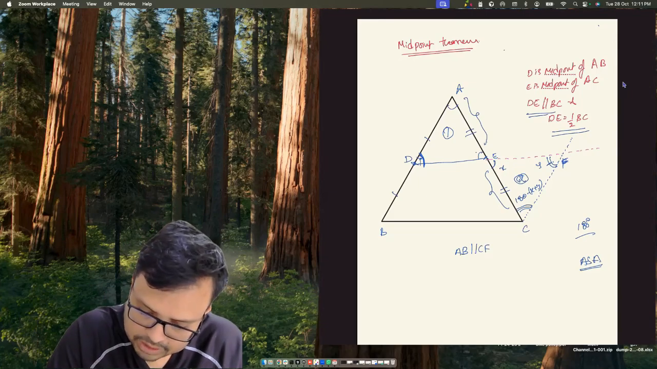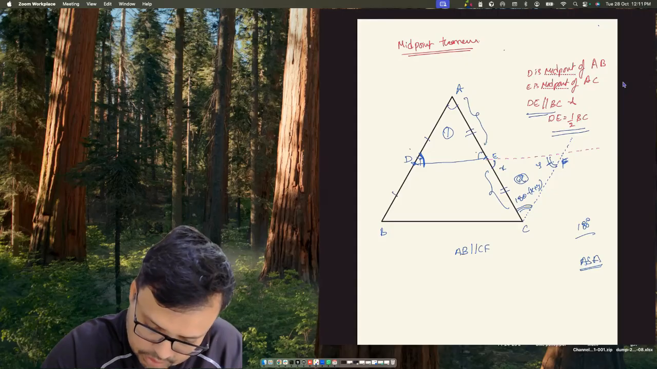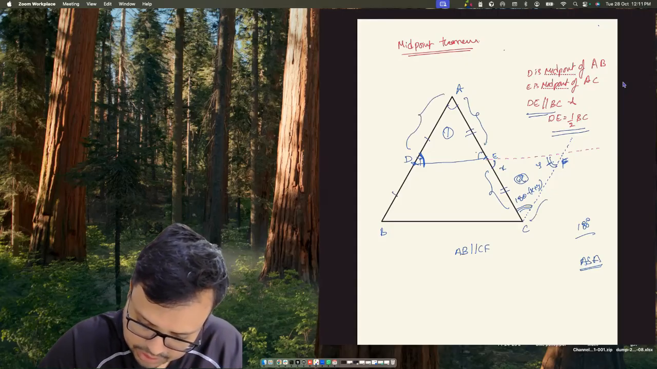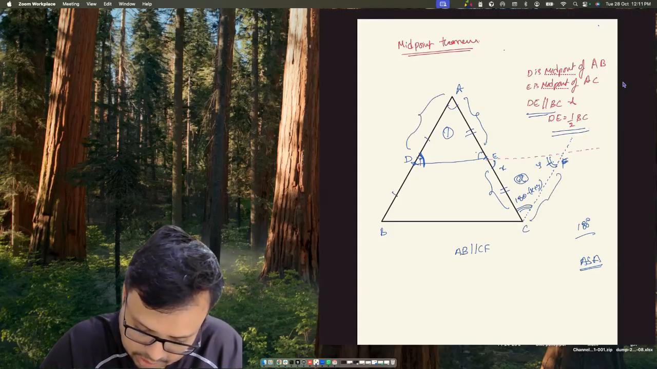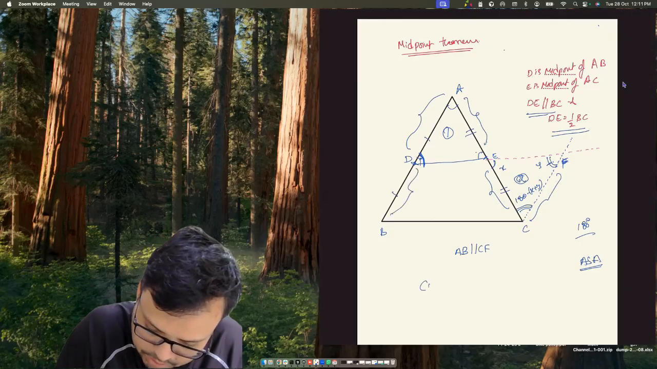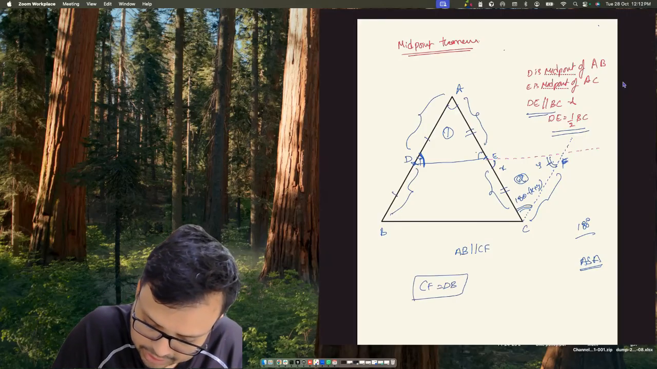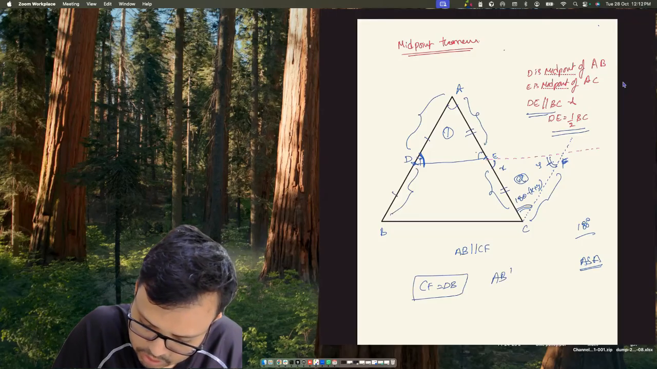Now, going by the congruence of triangles 1 and 2, we can always say that CF is equal to AD. AD is here and CF is here. But what is AD? AD is nothing but DB. So we can say CF is equal to DB. Initially, we drew the line CF such that AB is parallel to CF.